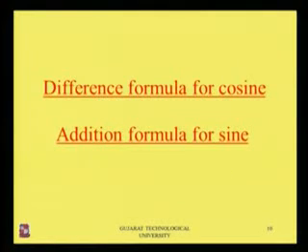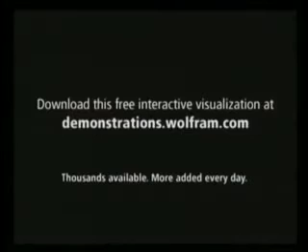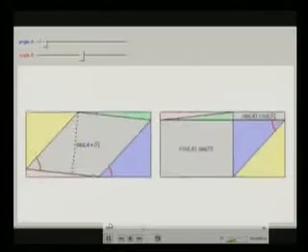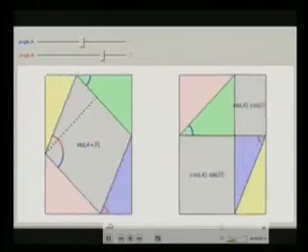Let us see the animation of the difference formula of cosine x. This is the difference formula of cos a minus b. Addition of sine formula: sin a plus b is sin a cos b plus cos a sin b.